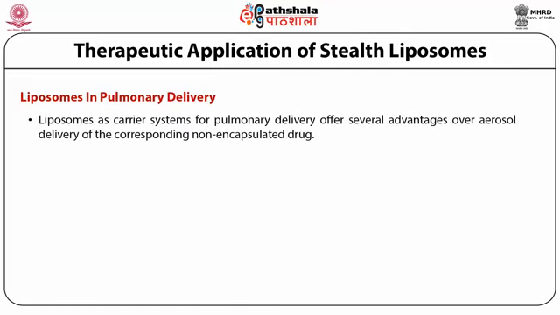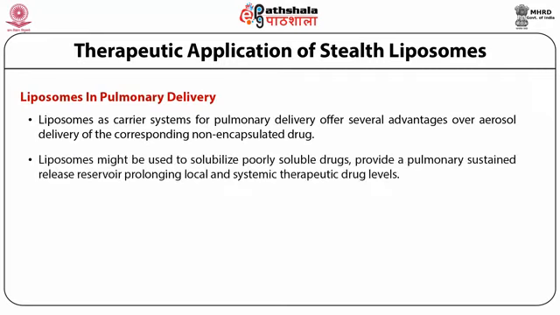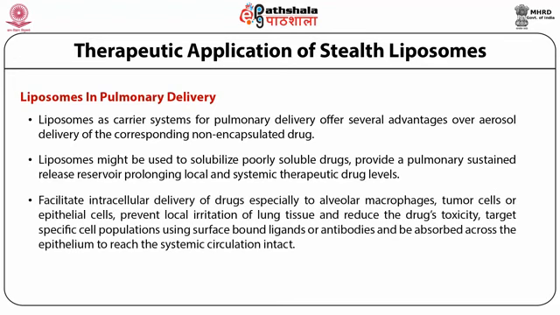Liposomes as a carrier system for pulmonary delivery offer several advantages over aerosol delivery of the corresponding non-encapsulated drug. Liposomes might be used to solubilize poorly soluble drugs. They provide a pulmonary sustained release reservoir, prolonging local and systemic therapeutic drug levels. They facilitate intracellular delivery of drugs, especially to alveolar macrophages, tumor cells, or epithelial cells. They prevent local irritation of lung tissues and reduce the drug's toxicity.